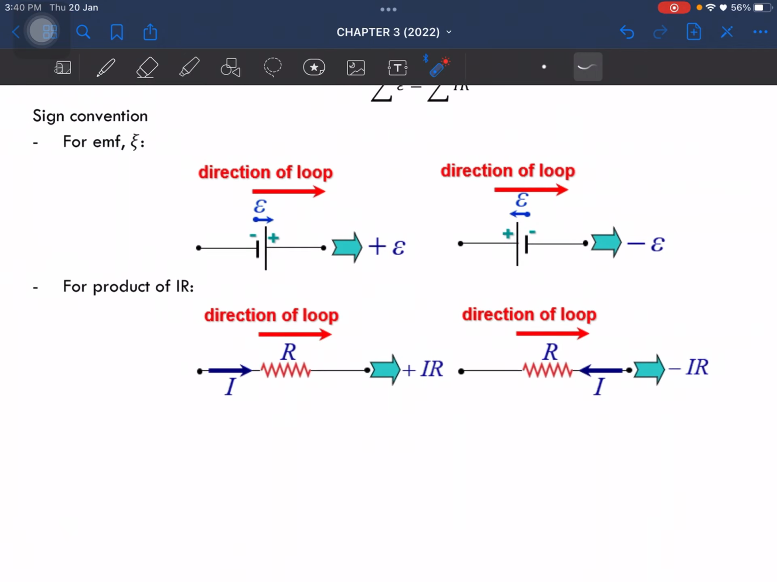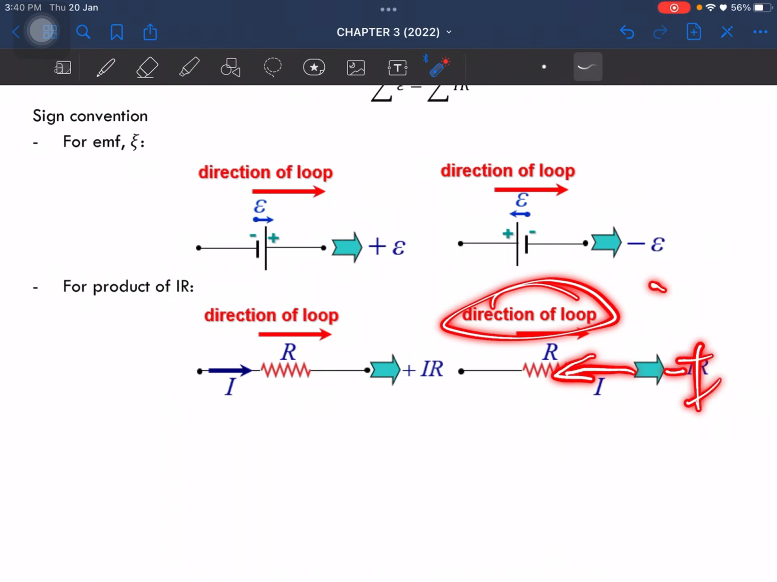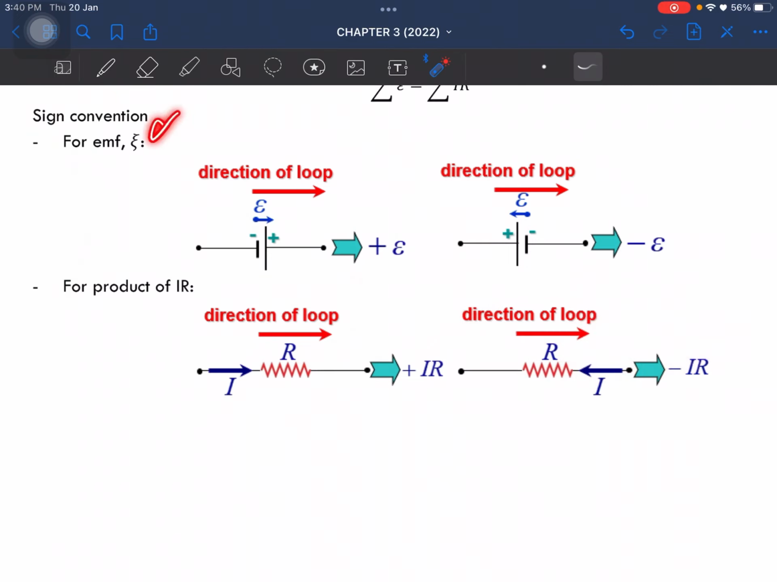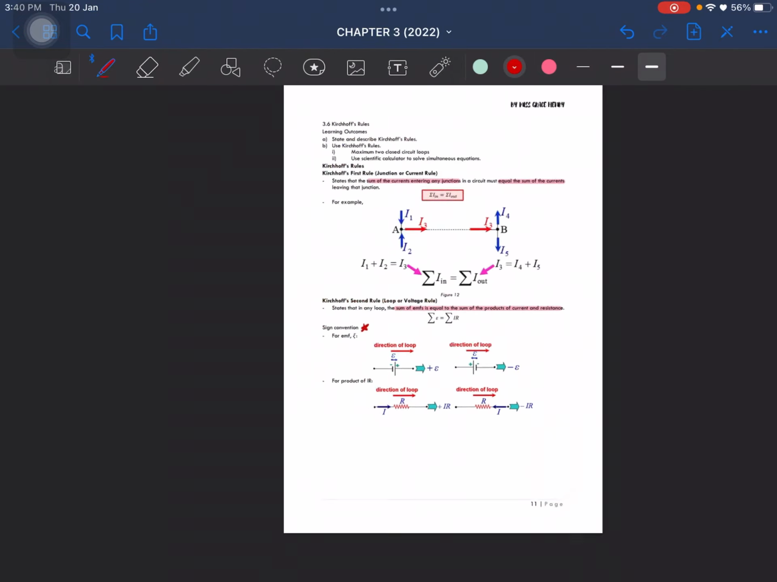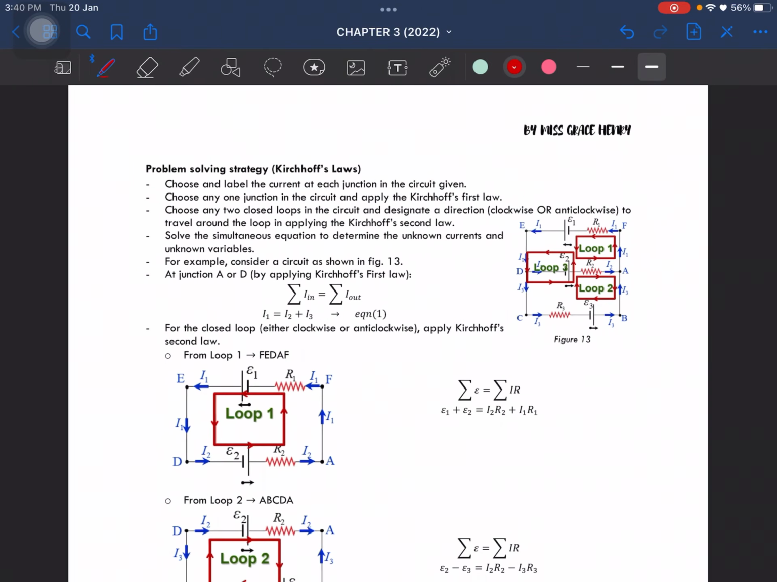The product of IR is the same. If the current is similar to the direction of the loop, it will be positive IR. If the direction of the current is opposite to the direction of the loop, it will be negative IR. Remember, the sign convention is very important. You should know this. You have to be able to determine whether it is negative or positive.